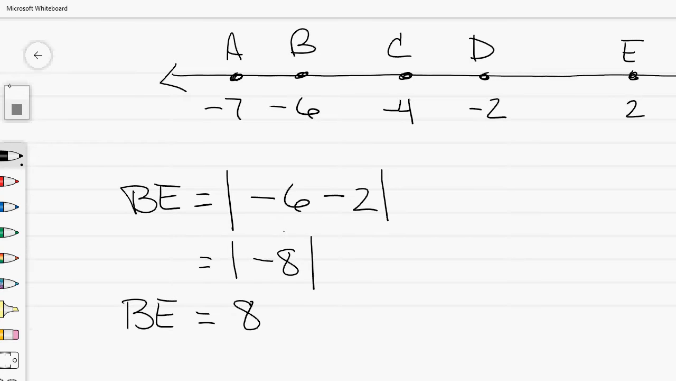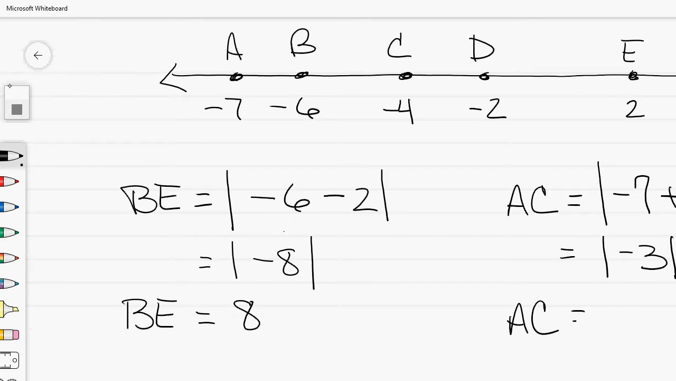Down there on the bottom, they ask you to find AC. From A to C. The distance from A to C would be the absolute value of -7 minus the coordinate of point C, which is -4. And -7 minus -4, that's a keep, change. Or you can just type it in your calculator. So -7 plus 4 would be -3. So the distance from A to C would be equal to 3.